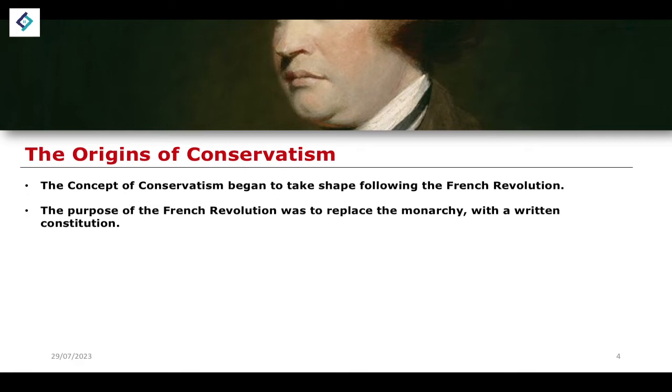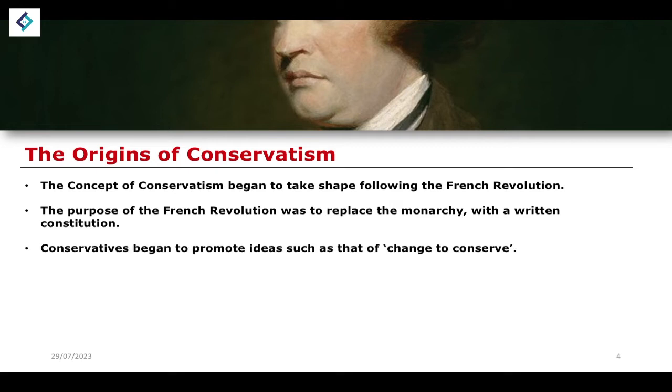Your understanding of the history is not necessarily that important, although we do have a series of lessons on the French Revolution for A-level history students, if you want to have a look. But ultimately, the purpose is to replace the monarchy with a written constitution. And so the reaction to the radical political change that was the French Revolution is the promotion of ideas such as the change to conserve principle.